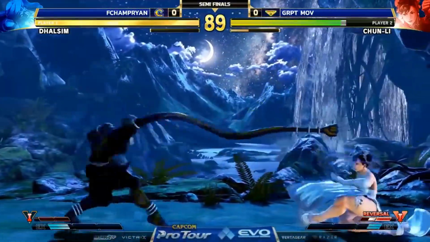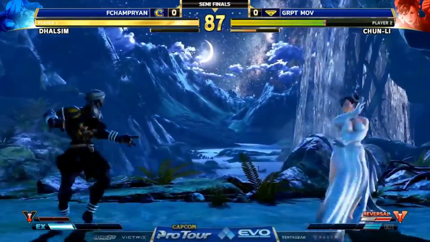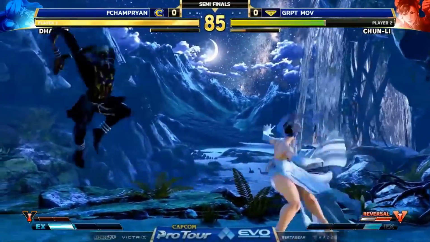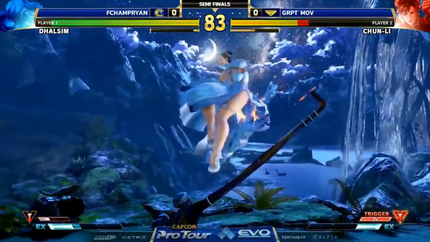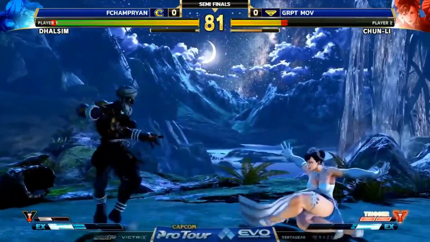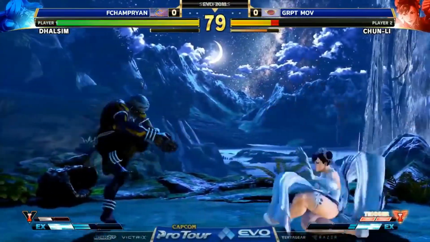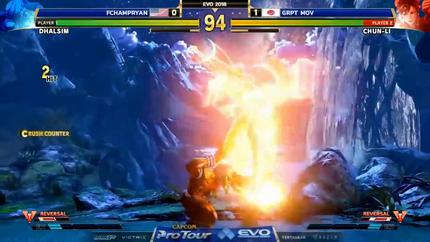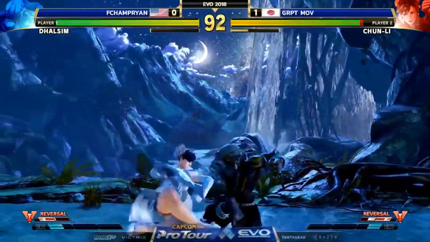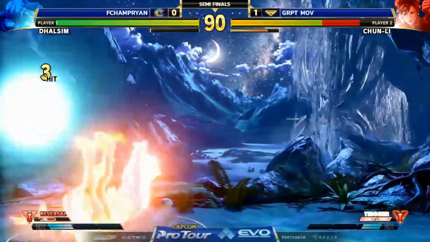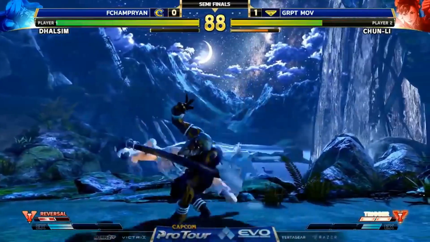Just because a character is defined as a zoner doesn't mean that that character doesn't have any pressure capabilities. I mean, look at Dalsim. Dalsim is really good at keeping at bay the other character and the other player, but once he's in and he's got you cornered, he can do pretty strong pressure in his own right. So keep that in mind.